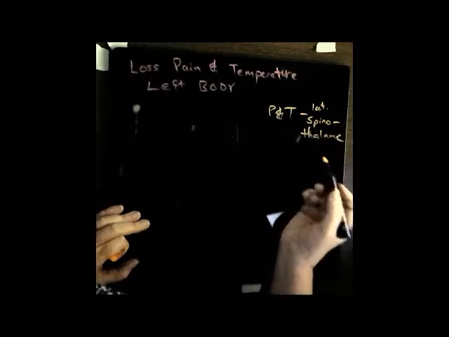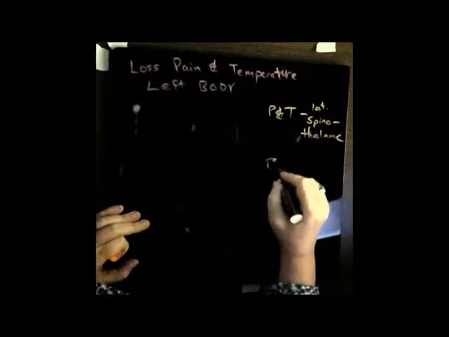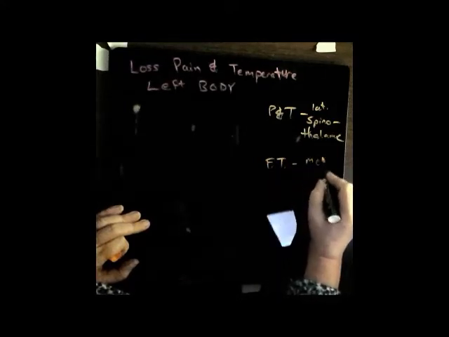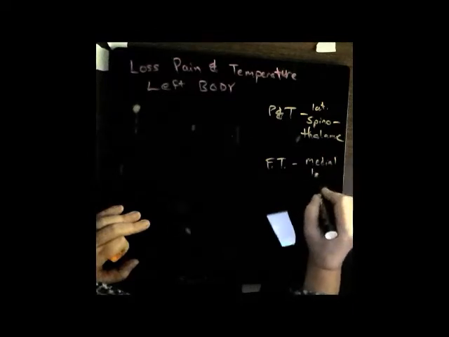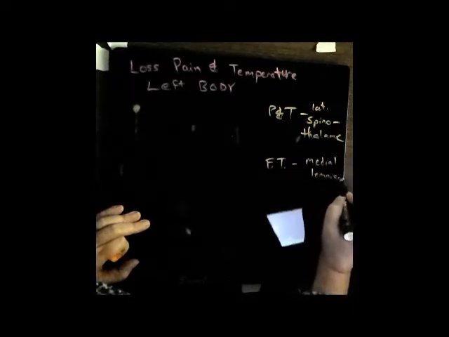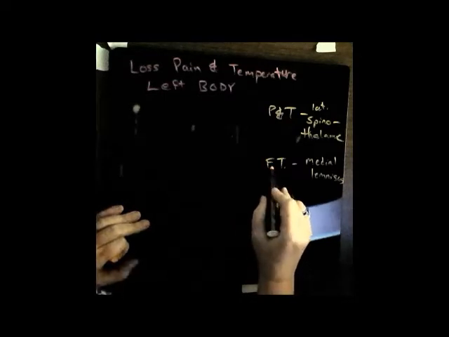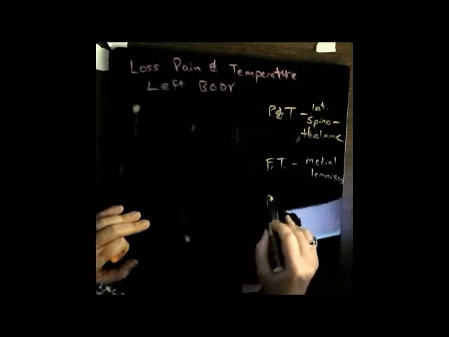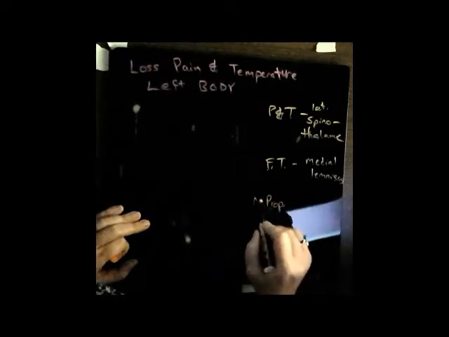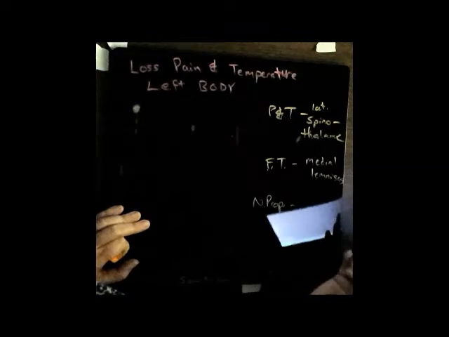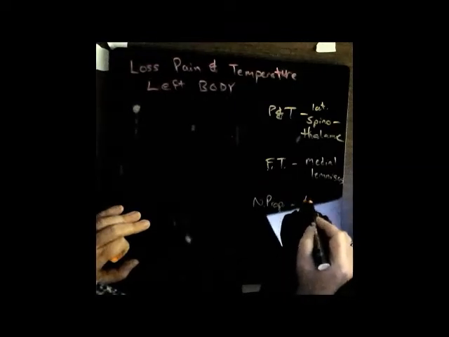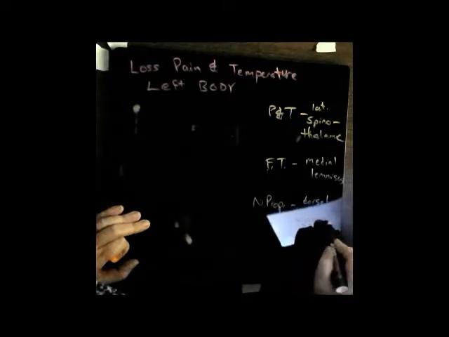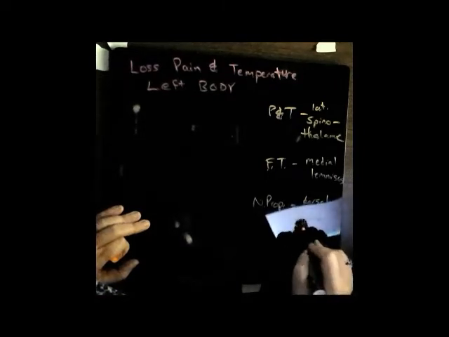I remember that if it were fine discrimination touch, fine touch, it would be the medial lemniscus. Okay, so if it were non-conscious proprioception, right, non-conscious, then it would be a cerebellar one, right? So that would be the dorsal spinocerebellar.